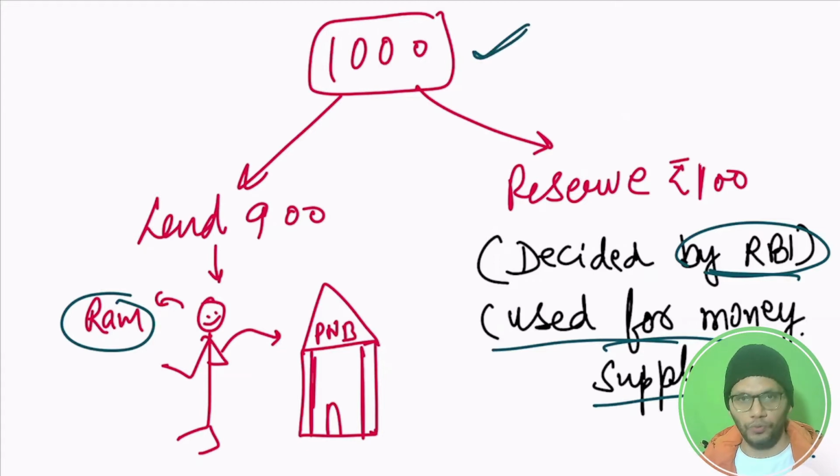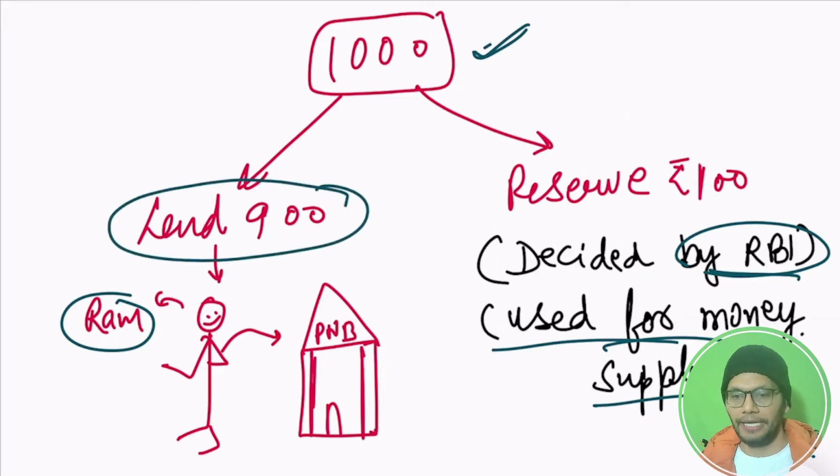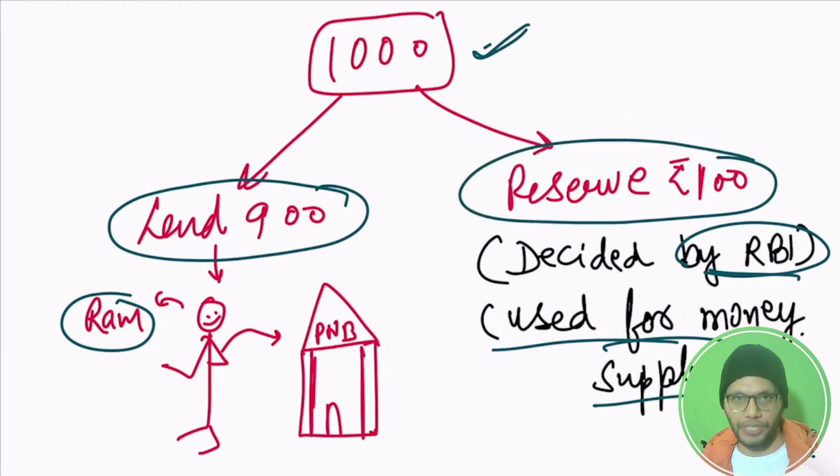Now what will the bank do? The bank now has the 1000 rupees that you deposited. Do you think the bank will lend the whole 1000 rupees to Ram? No, it never happens. The bank is going to lend only 900 rupees to Ram and keep 100 rupees as a reserve. With these 900 rupees, what will Ram do? Definitely, Ram is also going to save that money with his own bank, which is PNB in this case.